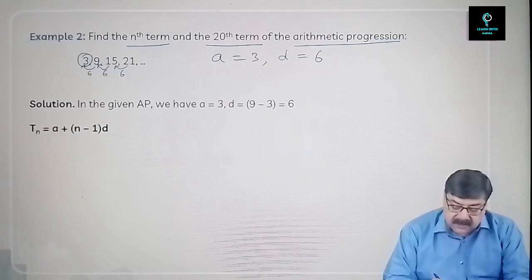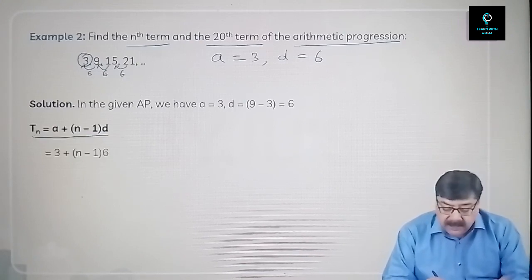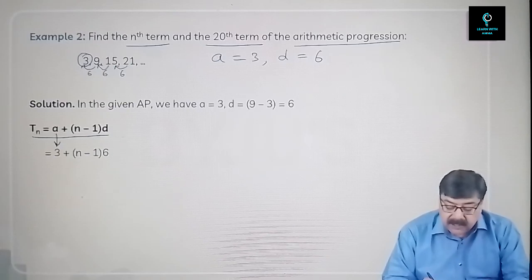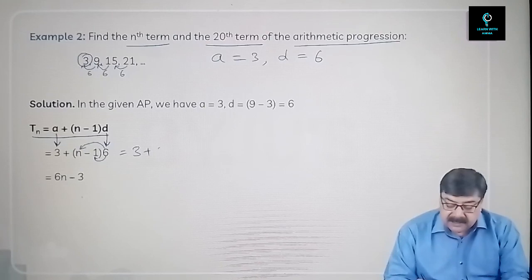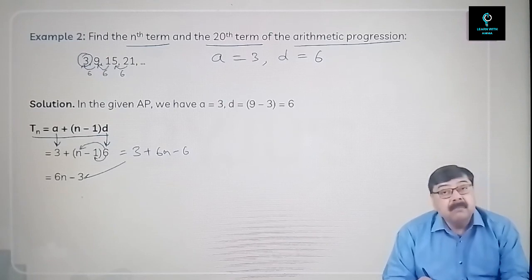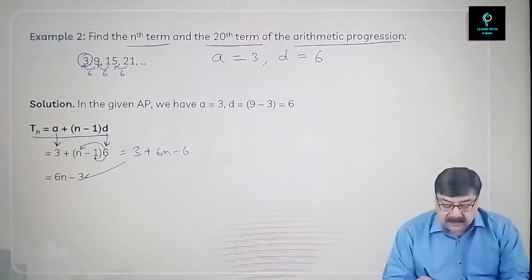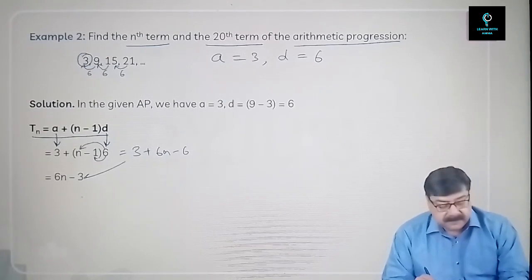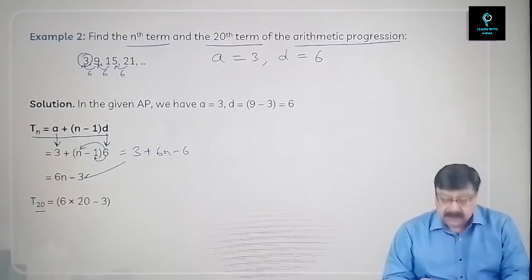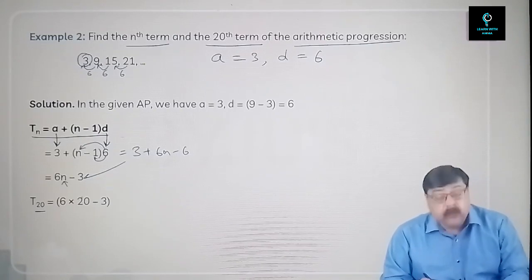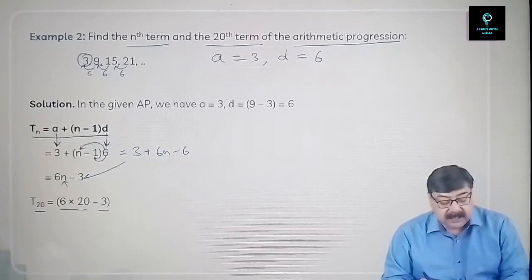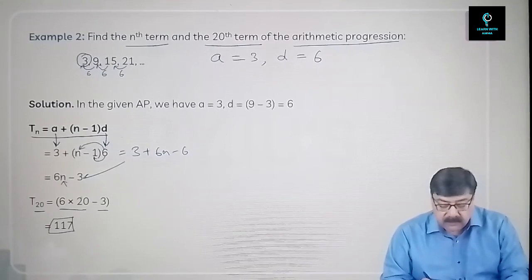So hence Tn equals a plus (n minus 1)d. Finding out the nth term, A here is 3, n minus 1 into common difference here is 6. So this gives us 3 plus 6n minus 6, which amounts to 6n minus 3. That is the nth term. Now to find out the 20th term, we can directly substitute the value of n here as 20. So this becomes 6 into 20 minus 3, which is 117.